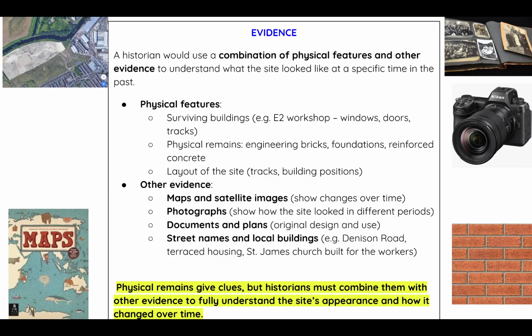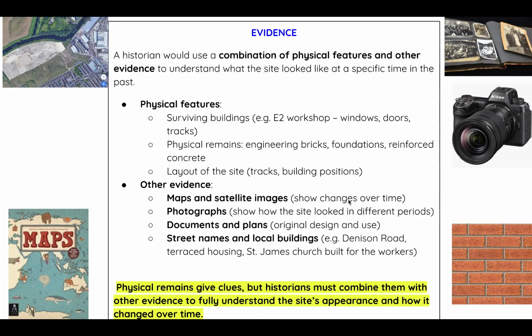So just to reiterate then, the evidence that you can use in your exam, it's really important that you use evidence and the physical features in every question. And make sure you say that a historian would use a combination of physical features and other evidence to understand what the site looked like at a specific time in the past. Physical features, like I've said, are surviving buildings, E2 workshops, looking at the large windows, the doors, the tracks on the floor. The physical remains, such as the engineering bricks and the reinforced concrete, are going to tell us that these buildings were really large in structure.